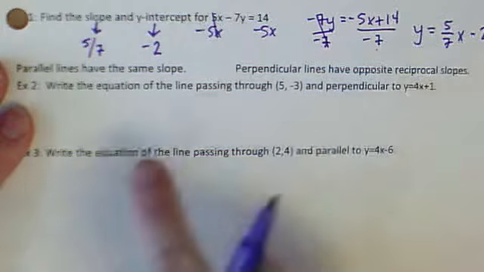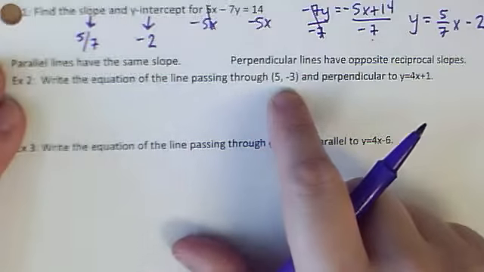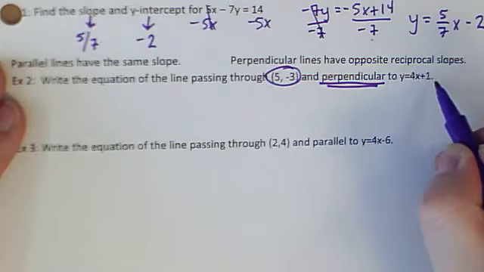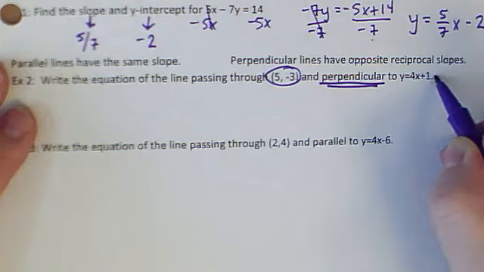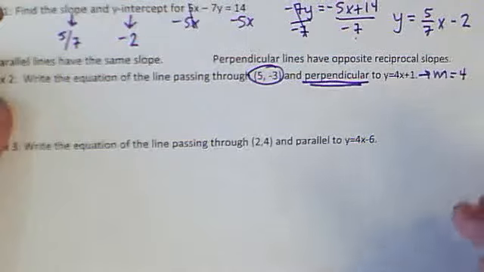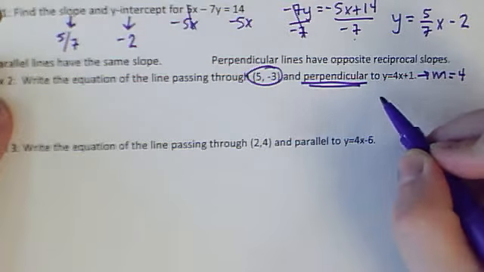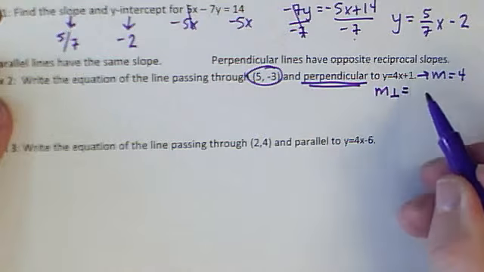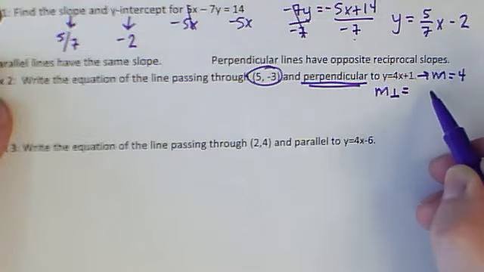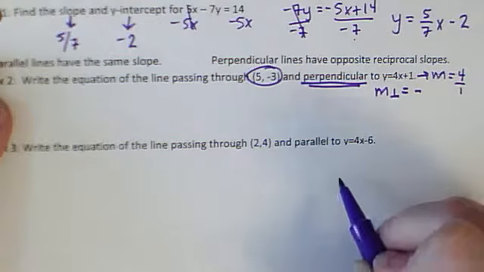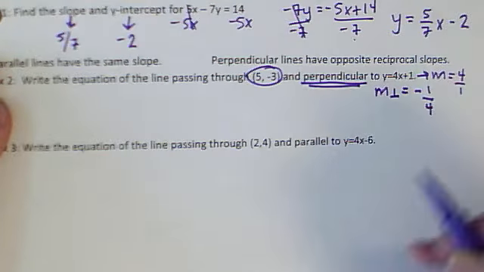So example 2, I want to write the equation of a line passing through this point, 5, negative 3, and it needs to be perpendicular to y equals 4x plus 1. So if I look at this slope, my slope is 4 to begin with. Okay, well I want it to be perpendicular to that. So if I look at the perpendicular, which that upside down T means perpendicular, I'm going to take the opposite, so it was positive, now it's negative, and I'm going to take the reciprocal, so it was technically over 1, so reciprocal would be 1/4.